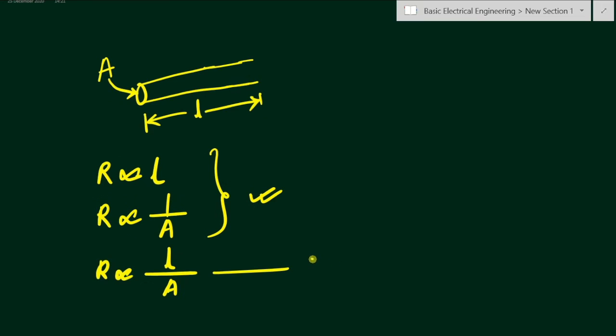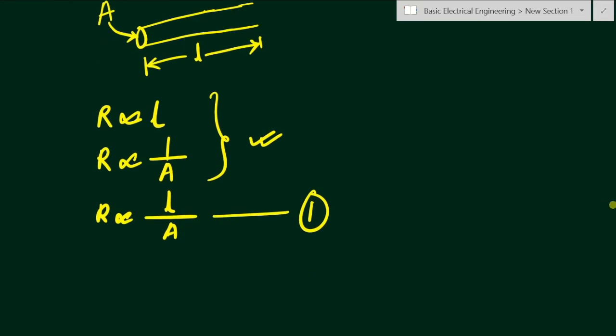If we want to remove this proportionality symbol, we have to replace it with some constant, and let us assume that the constant is rho. Therefore we can write R equal to rho L divided by A. So this is the resistance of this conductor.